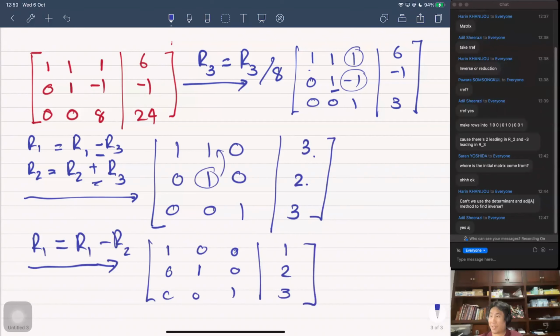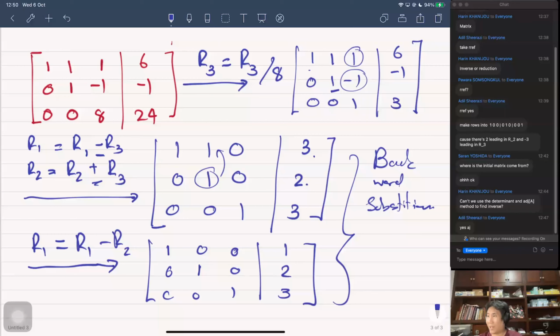Okay, is everyone good? I think you have seen this like 10 times already, and you did it in the homework and so on. Okay, so this is called backward substitution. Okay, and together with the forward elimination, the whole thing is called Gaussian elimination. Okay, any questions though? Any question?